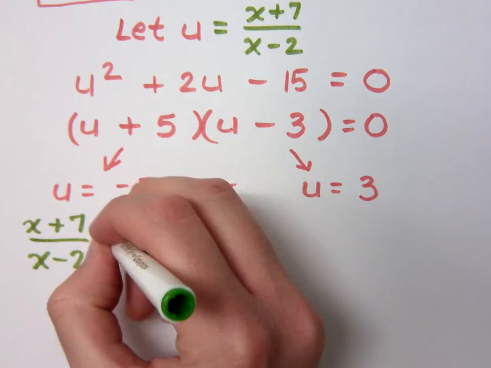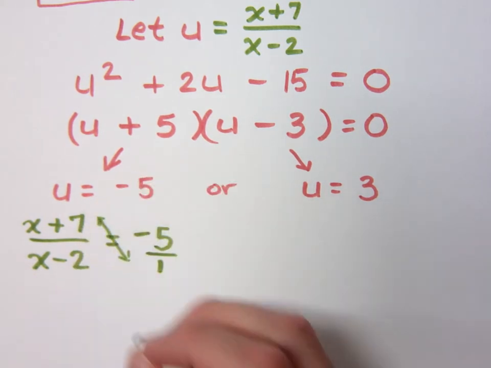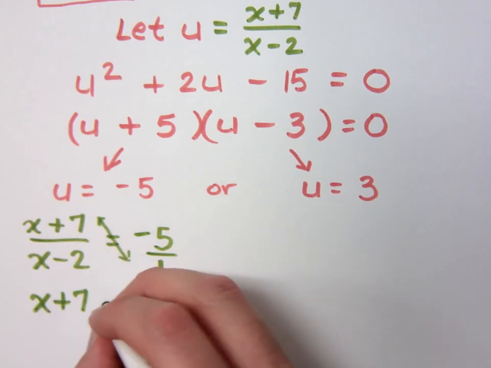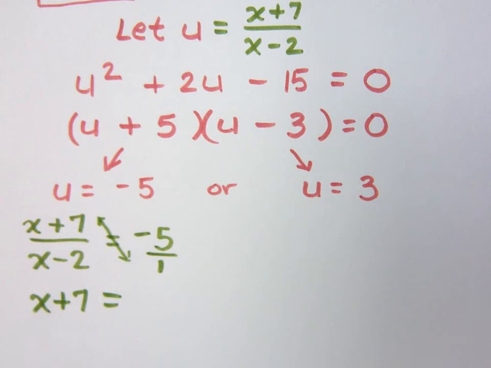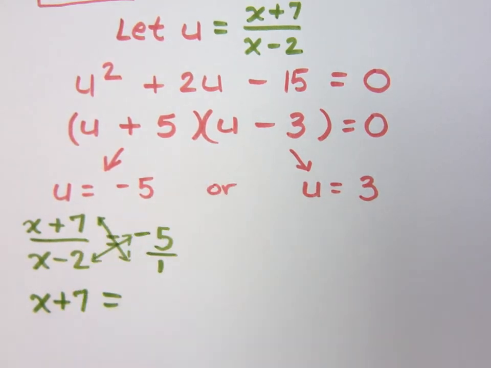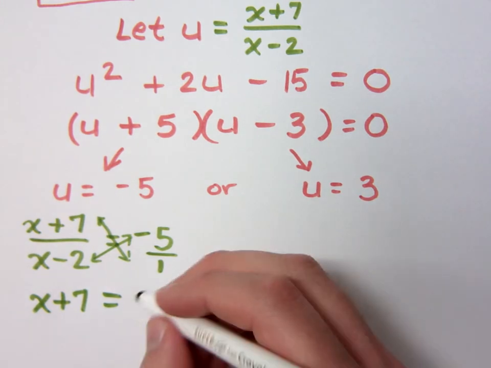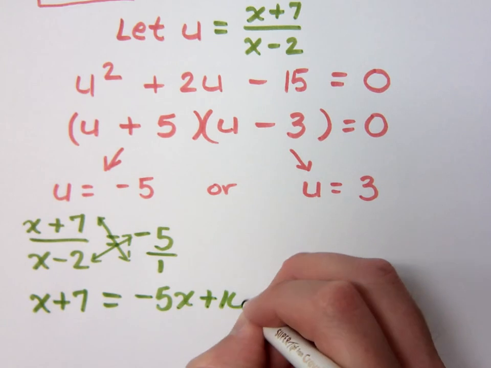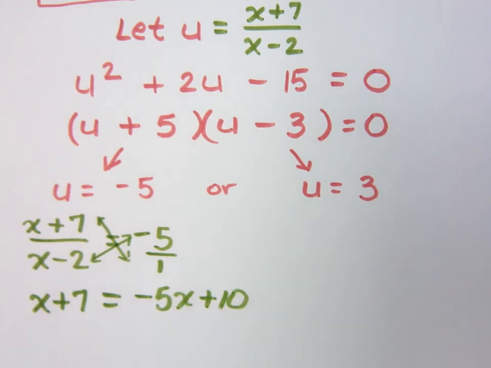That means the cross product here, x plus 7 times 1, so I'm just going to write that, x plus 7 times 1 is just x plus 7. That equals the other cross product formed by multiplying x minus 2 times -5. What do you get there? Negative 5x plus 10.